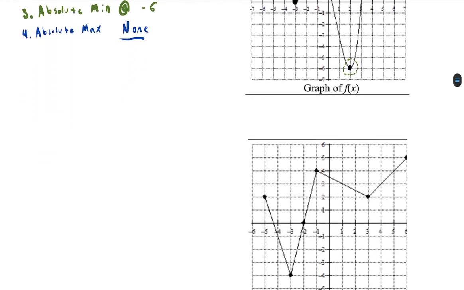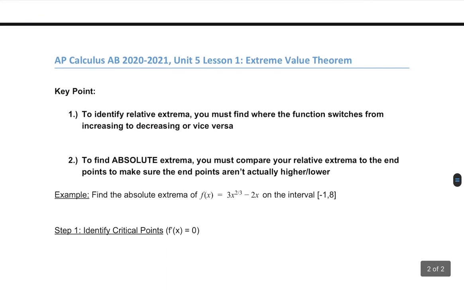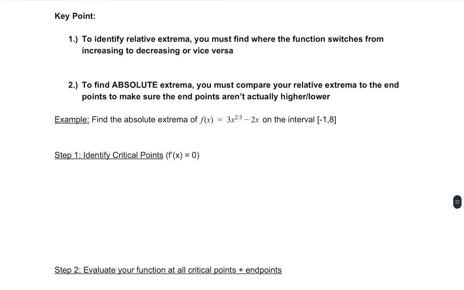So let's move this to calculus land. I think we actually don't need that extra example. Let's say I ask you to find the absolute extrema of the function f of x equals 3 times x to the 2/3 power minus 2x on the interval -1 to 8. And here is the key idea.